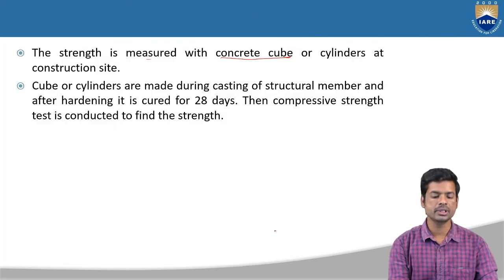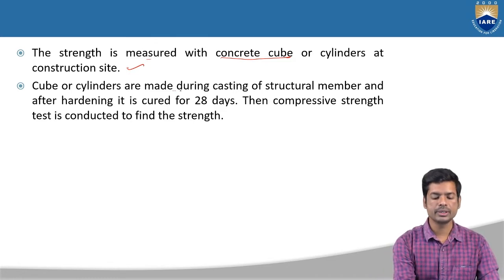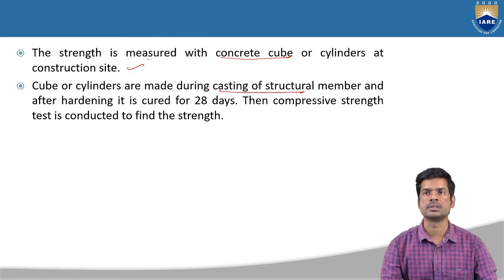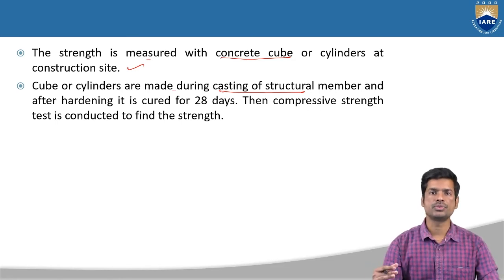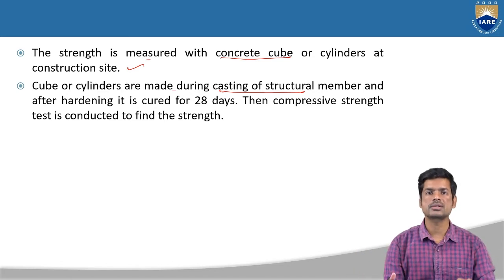Okay, that will be measured by making concrete cubes, and after making that cube or cylinder, we go on to the compressive strength. So cubes or cylinders are made during casting of structural members. Before construction of these slabs, columns or floors, we are going to cast one cube, or else some cubes or cylinders.